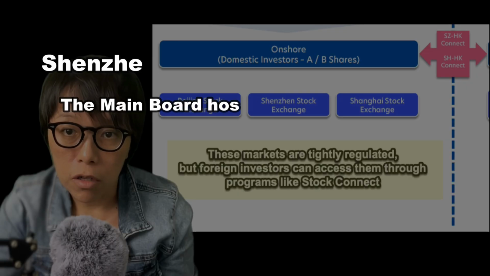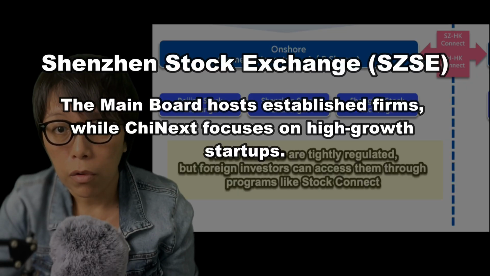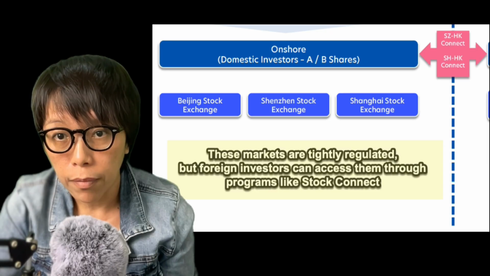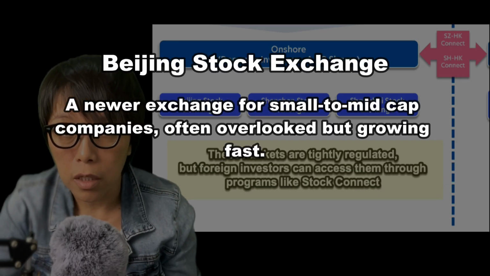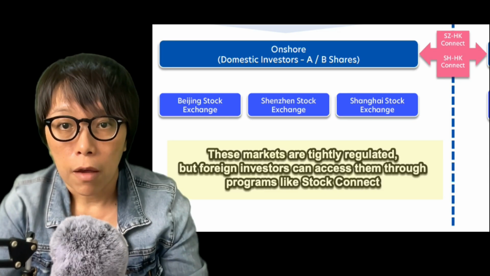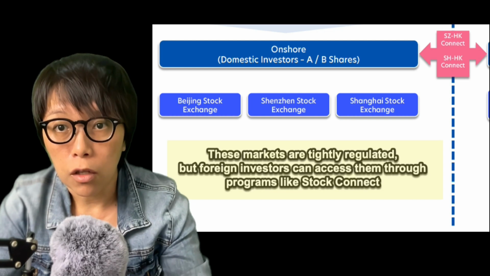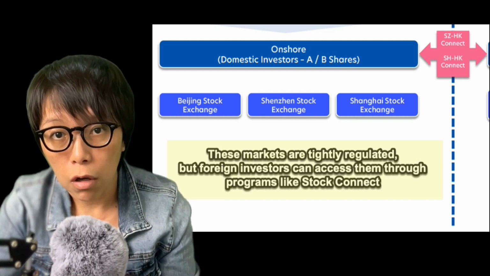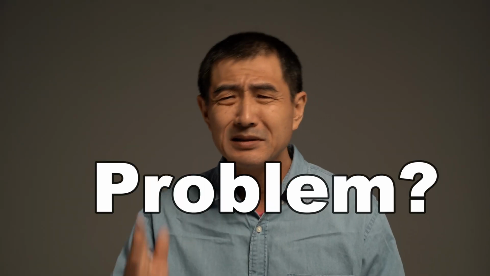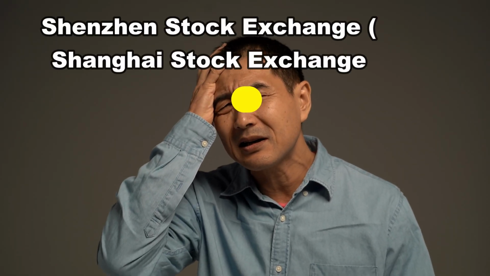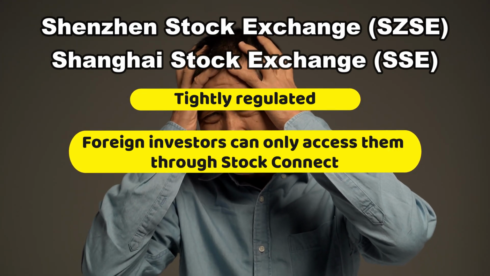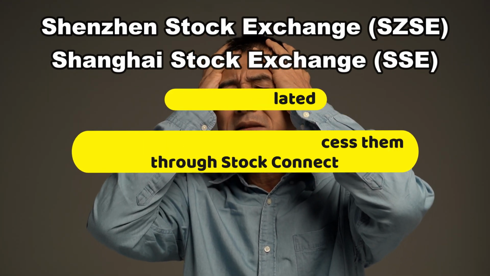Then we have the Shenzhen Stock Exchange. The main board hosts established companies, while the ChiNext focuses on high growth startups. Then we have the Beijing Stock Exchange, which is a newer exchange for small to mid-cap companies. So really, if you are looking at investing directly into mainland China, then you're looking at two stock markets, which would be the Shanghai and Shenzhen Stock Exchanges. But the problem is, these two markets are tightly regulated, and foreign investors can only access them through programs, which is Stock Connect.